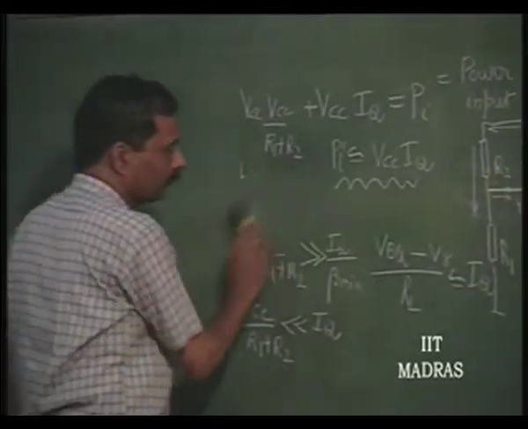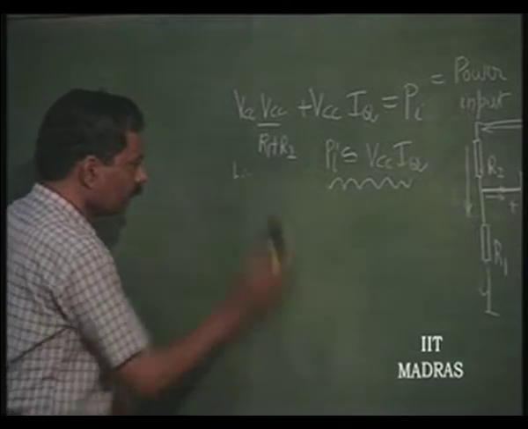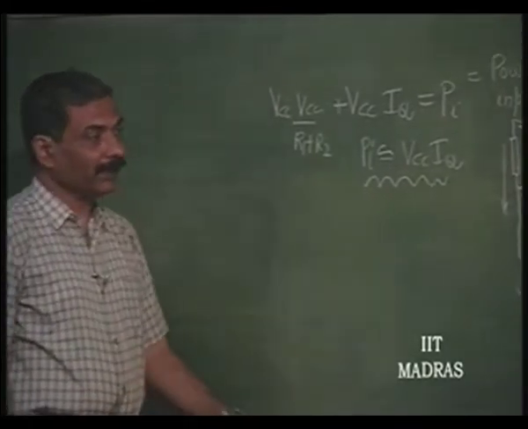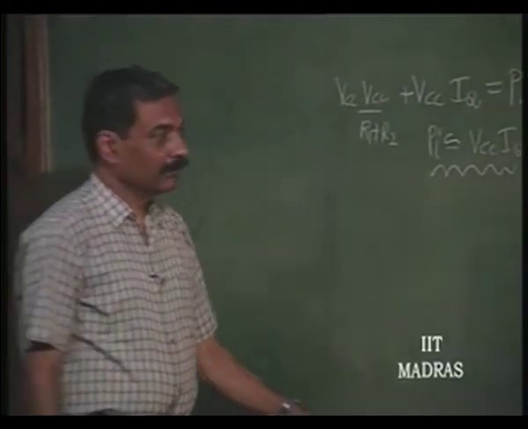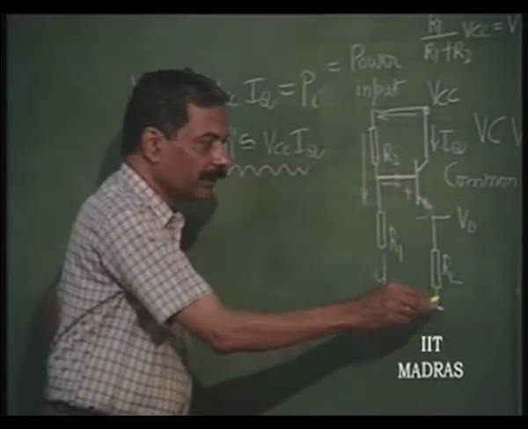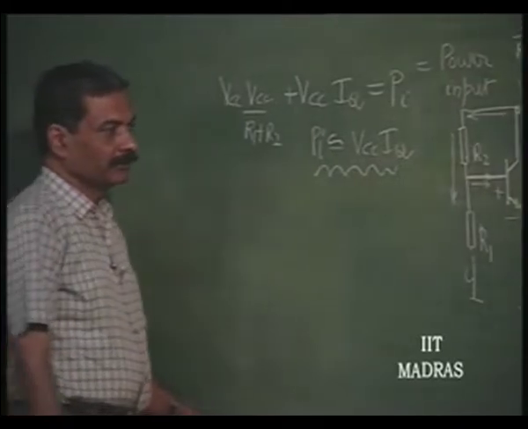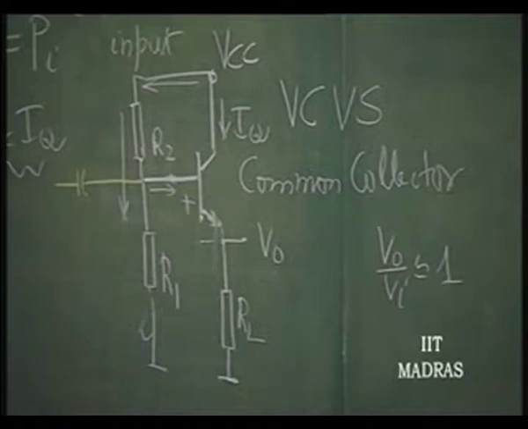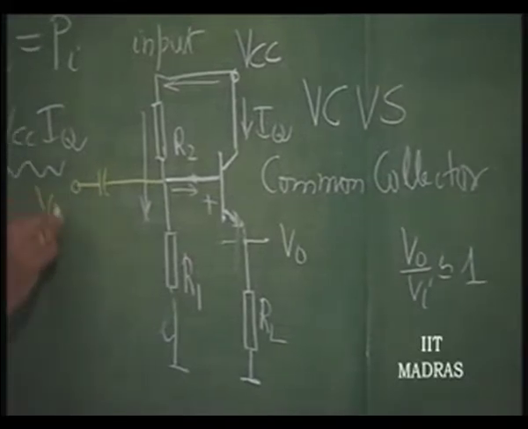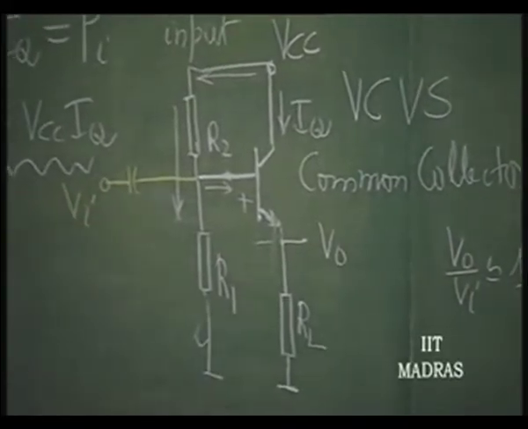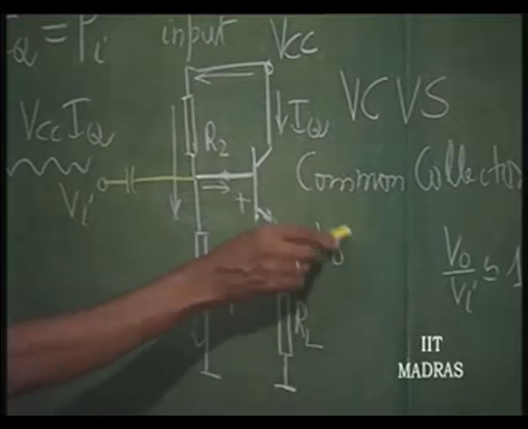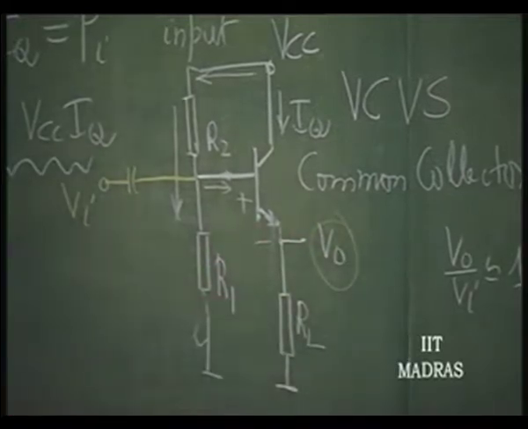Now, if it is having IQ flowing through this, what is the signal swing here? IQ, I am applying a Vi here, and V naught is very nearly equal to Vi. Let us say Vi is a sine wave. What is the maximum value of V naught you can have?